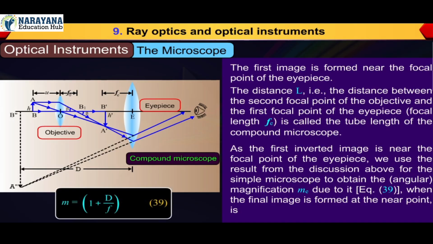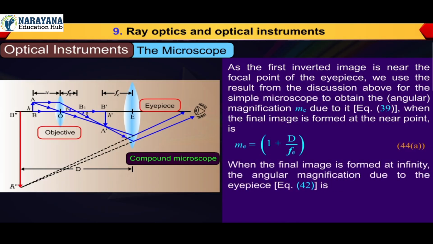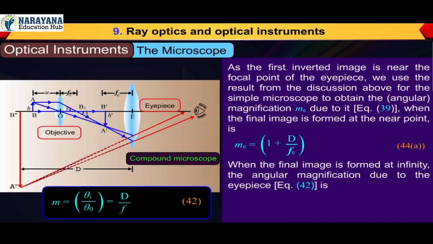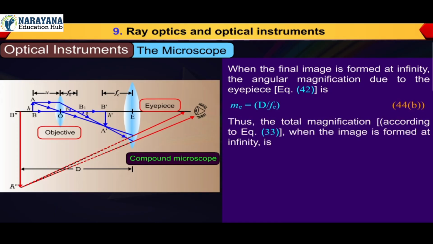Equation 39, when the final image is formed at the near point, is me = 1 + D/fe. Equation 44a. When the final image is formed at infinity, the angular magnification due to the eyepiece, Equation 42, is me = D/fe. Equation 44b. Thus, the total magnification according to equation 33 when the image is formed at infinity is m = m0 me = (L/f0)(D/fe).